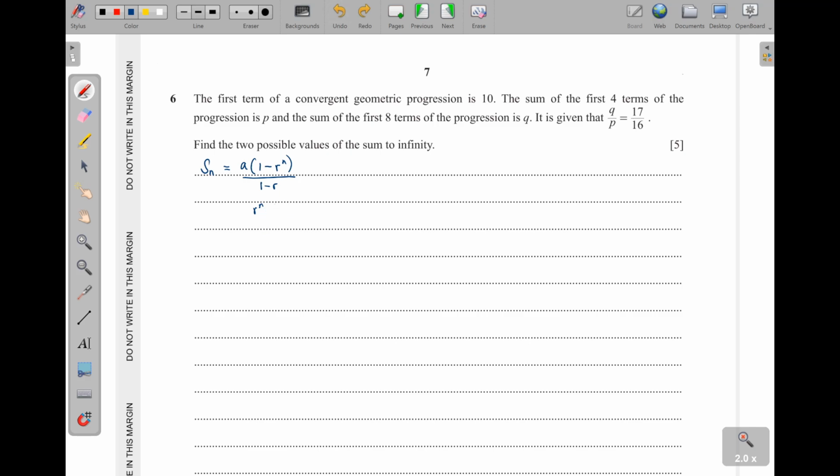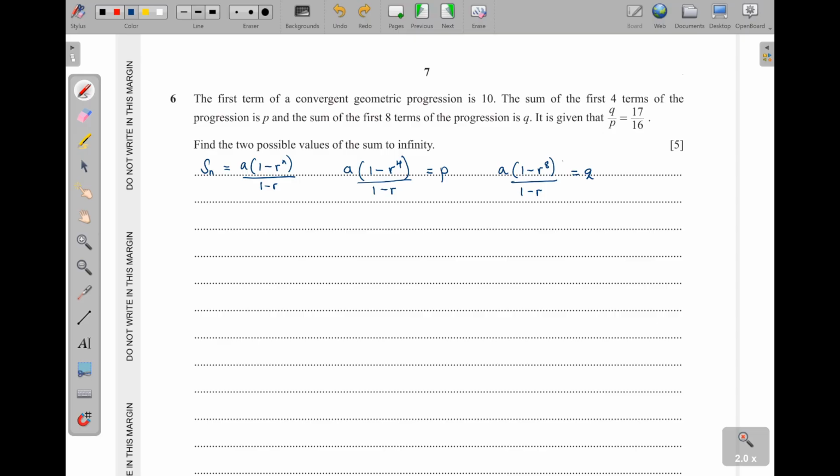Now, they say that the sum of the first 4 terms of the progression is P. So we shall have a into 1 minus r to the power of 4, over 1 minus r, and this will give us P. Then the sum of the first 8 terms of the progression is Q. So we have a into 1 minus r to the power 8, over 1 minus r, and this will be equal to Q. Now here they gave us Q over P.